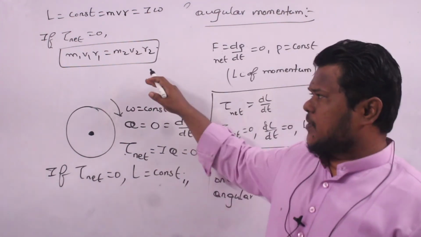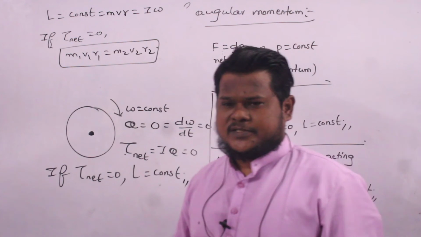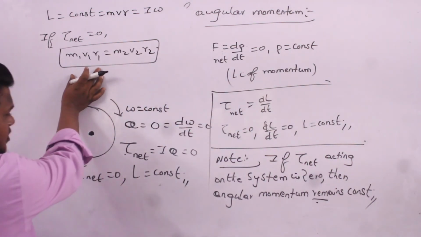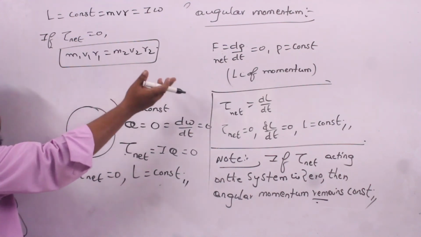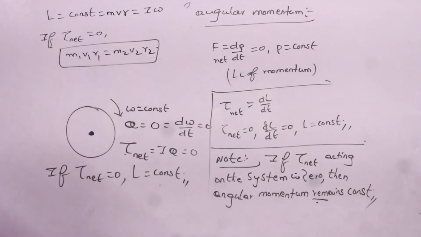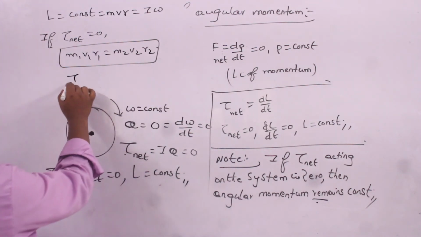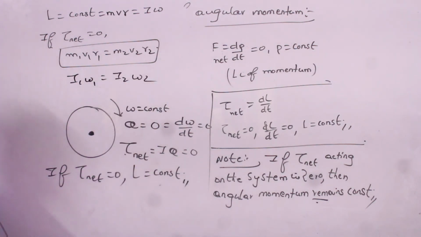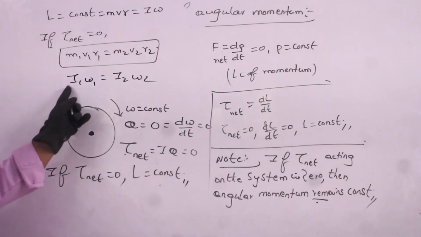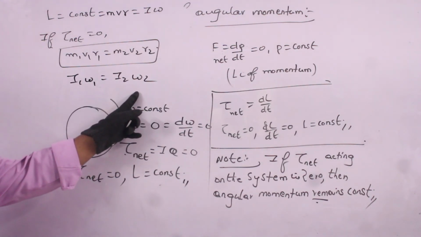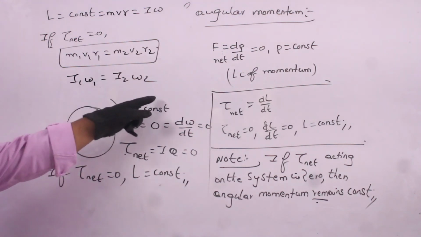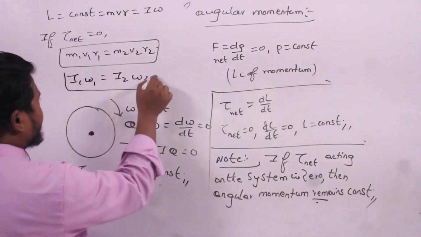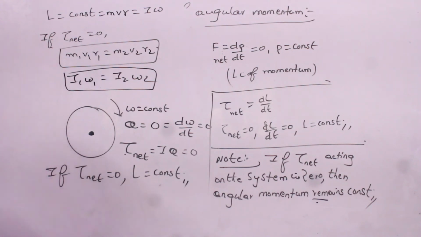How to apply this in problems we will see afterwards. m1 v1 r1 is the initial angular momentum, m2 v2 r2 is the final angular momentum, they must be equal. Similarly, I can write I1 omega 1 is equal to I2 omega 2. This is another equation of angular momentum, I into omega. Are you able to understand?